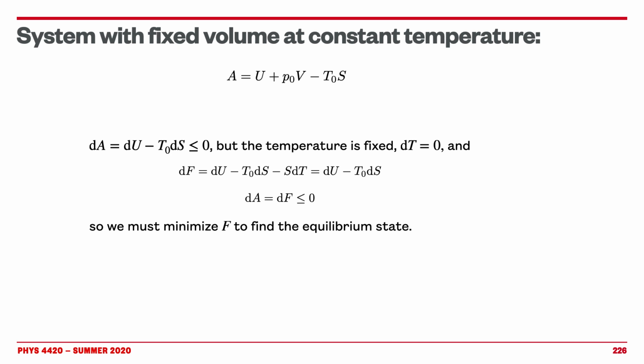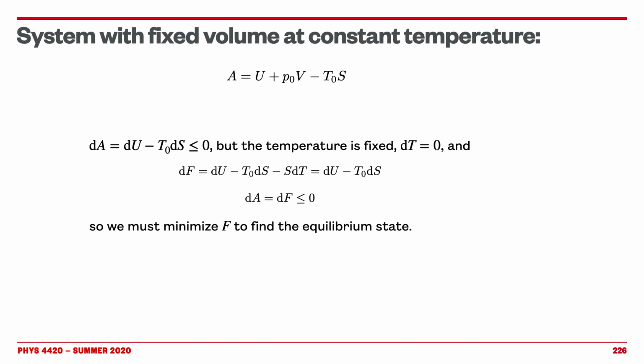If we take the differential of A at constant volume and temperature, we are going to drop a number of terms. The only ones that are left are dU minus T0 dS, which has to be smaller or equal to 0. Remember, we proved that. We did prove that in all generality using the Clausius inequality. And then what we see is that, of course, dU minus T0 dS is nothing else than dF, which is the Helmholtz free energy.